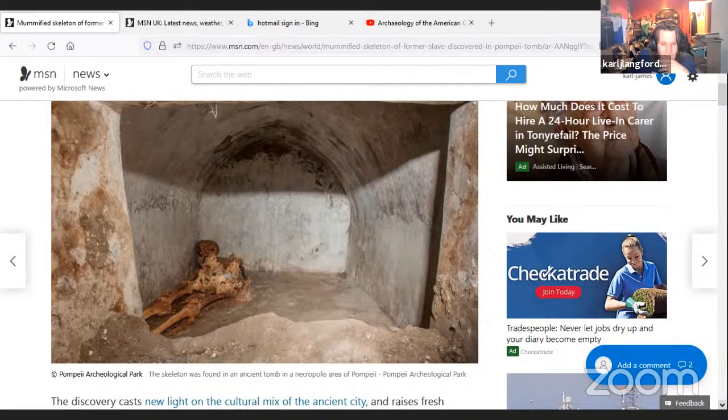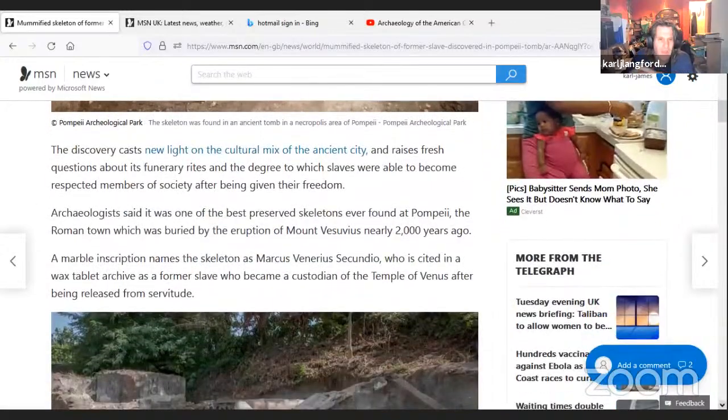So the skeleton was found in an ancient tomb in the necropolis area of Pompeii. The discovery casts new light on the cultural mix of the ancient city and raises fresh questions about its funerary rites and the degree to which slaves were able to become respected members of society after being given their freedom. Archaeologists said it was one of the best preserved skeletons ever found at Pompeii, the Roman town which was buried by the eruption of Mount Vesuvius nearly 2,000 years ago.